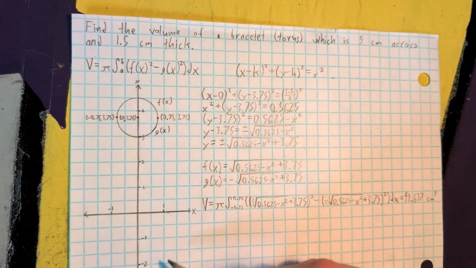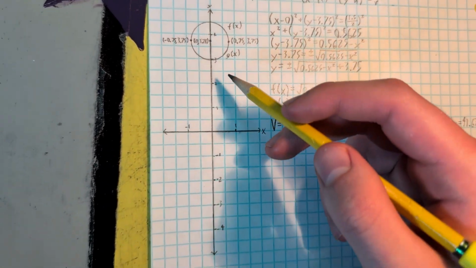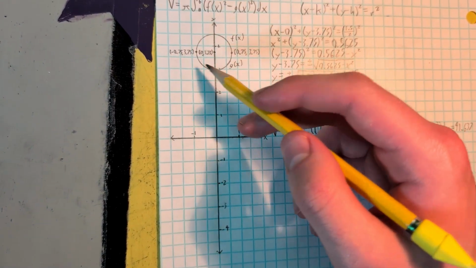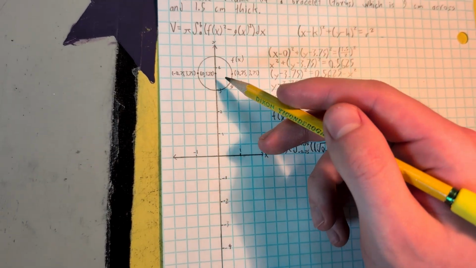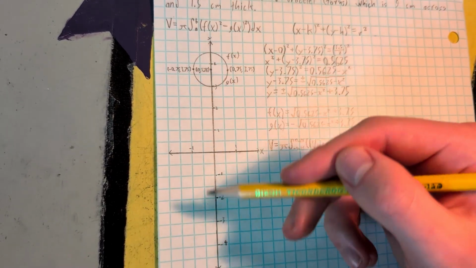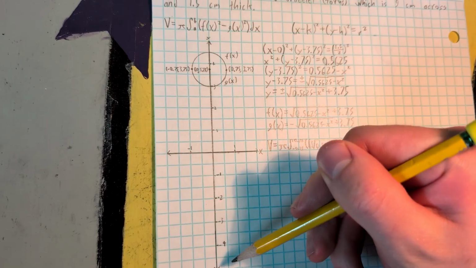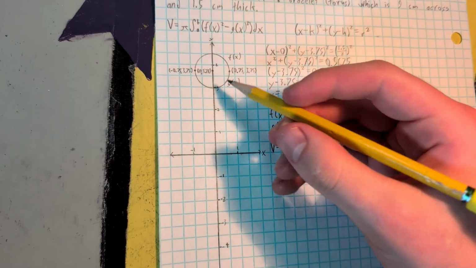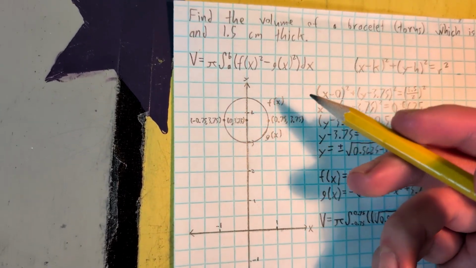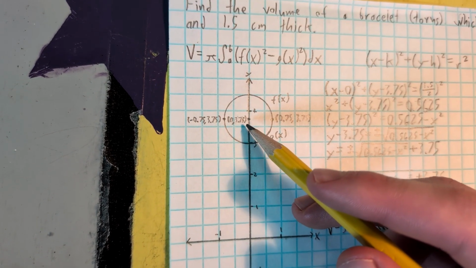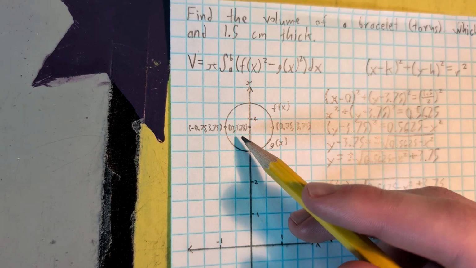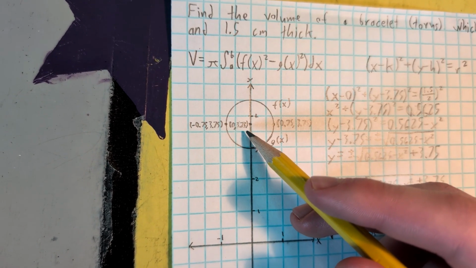Now I've got this graph here, which sort of shows what we're going to do. Basically, this is a cross-section of the bracelet, which we're then going to rotate around the x-axis to form the entire bracelet, sort of like this. And the center of that cross-section is the point (0, 3.75). So that's our k and our h.